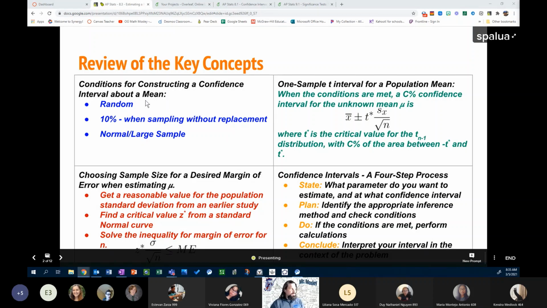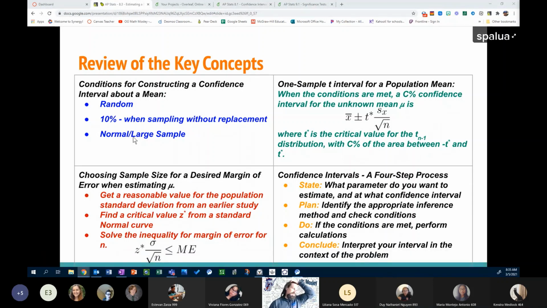Conditions for constructing a confidence interval about a mean. It needs to be random, right? It should come from an SRS or some randomized sample. We need to meet the 10% condition when sampling without replacement. And we must check the normal/large sample condition. Right? And that means that our sample needs to come from a population that is normally distributed, or it needs to come from a large enough sample. Right? Our sample needs to be larger than 30. And that goes back to our central limit theorem from last chapter.